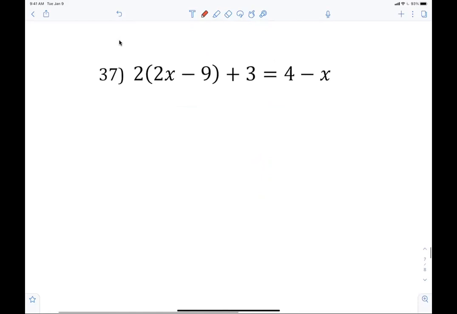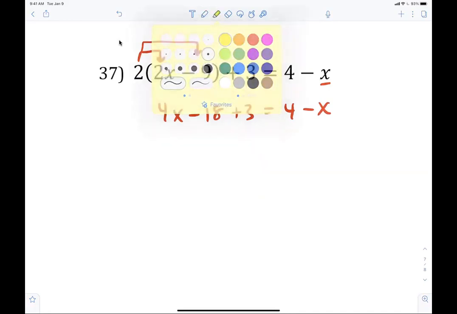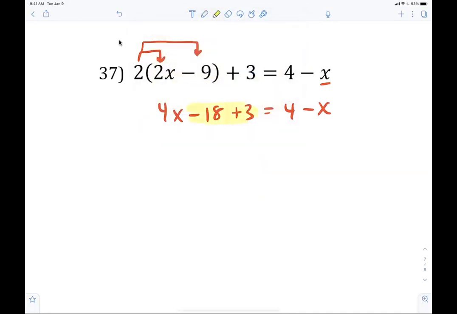All right, here we go. 37. Now, there's no reason here because I have too much going on the right side. I can't really just subtract 3 and divide by 2 because there's this x. So here I want to just go ahead and distribute the 2. So we end up with 4x minus 18 plus 3 equals 4 minus x. Now we're looking at the negative 18 and the positive 3. 4x minus 15 equals 4 minus x.